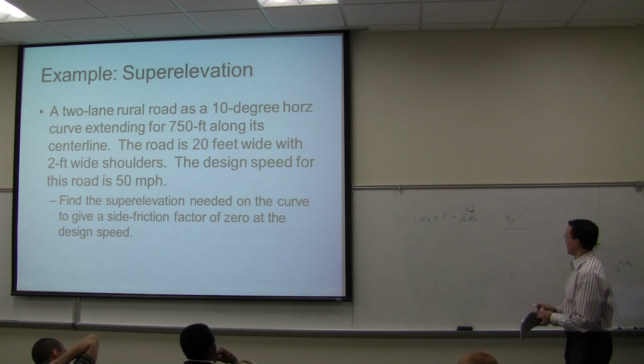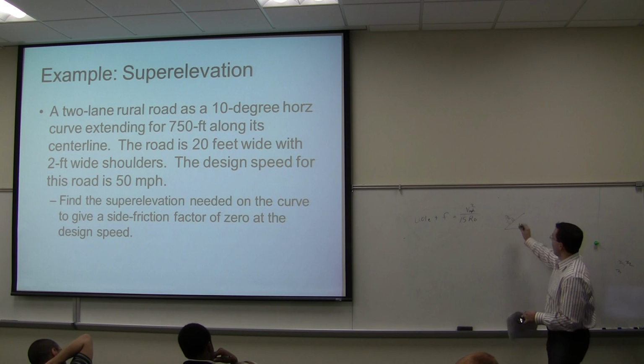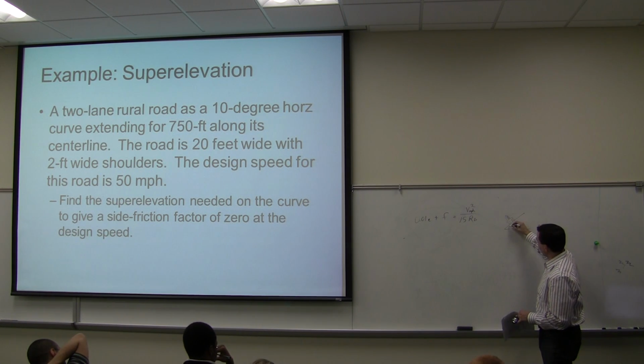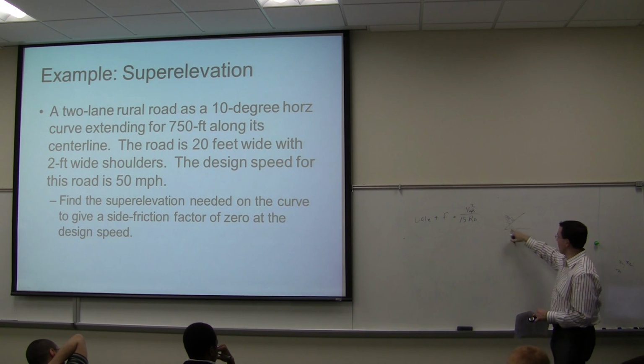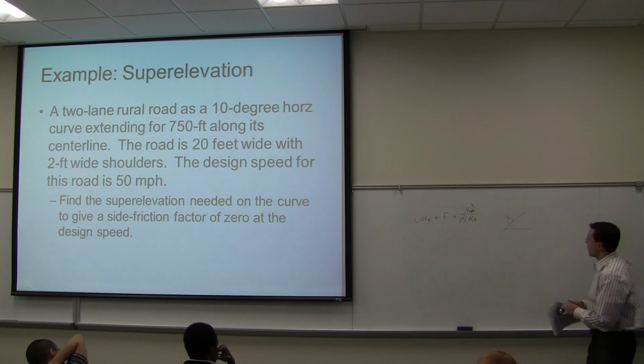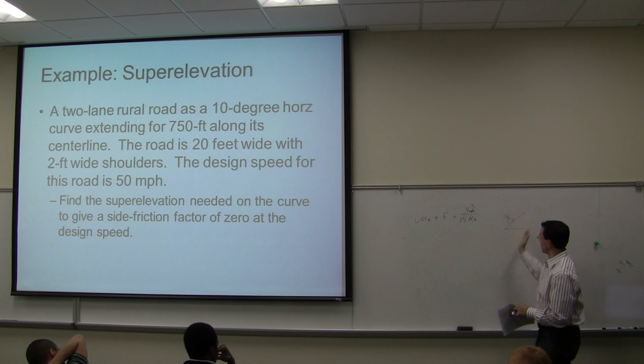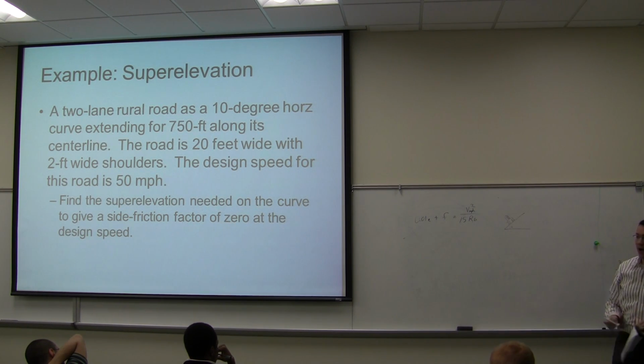I've never claimed to be a good artist. So if the car is driving in and out of the road, the superelevation, the value E, is basically that internal angle there. The higher your superelevation is, the higher that banking is going to be on that curve.